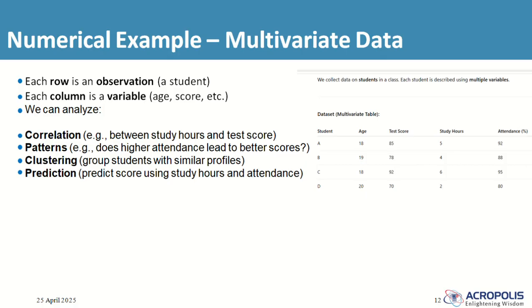Now, to understand all these concepts, we can take a numerical example for better understanding. Let's bring this to life with a simple example. Imagine we are analyzing student performance, with variables like student, age, test score, study hours and attendance. Let's take a single student A who has an age of 18, test score 85, study hours 5 and attendance of 92%. So each row is a student, each column is a variable.